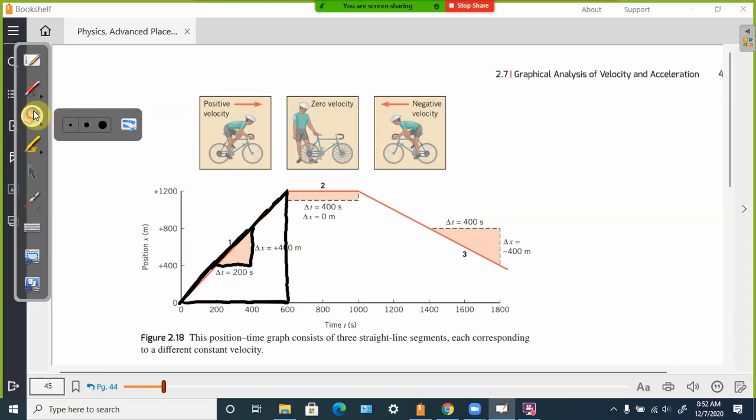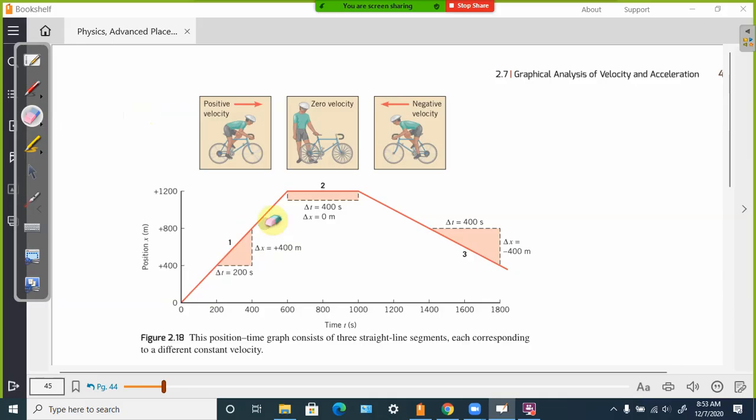So that's his velocity on the way out, which is going to be a positive. And remember, velocity can be positive or negative because it is a vector. So in this case, this is going to be a positive velocity.